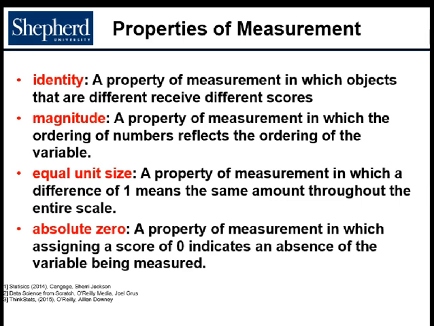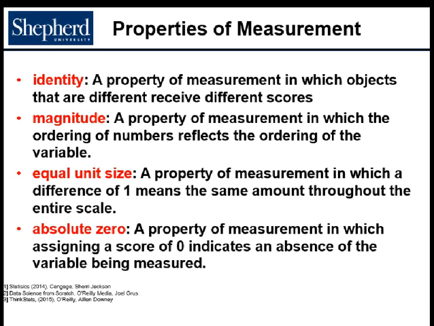A scale of measurement in which objects or individuals are categorized and the categories form a rank order along a continuum is the ordinal scale. A property of measurement in which objects that are different receive different values is identity. A property of measurement in which the ordering of numbers reflects the ordering of the variable is magnitude.